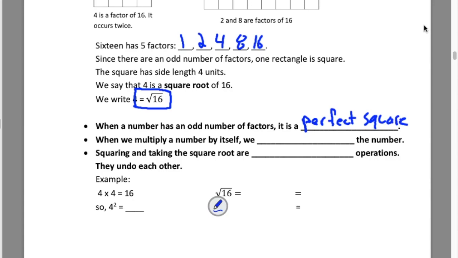Okay? When we multiply a number by itself, we are squaring a number. Squaring and taking the square root are opposite, or we can also say inverse operations. So that's the same as adding and subtracting or multiplying and dividing. They simply undo each other. So for example, 4 times 4 equals 16, which means 4 squared is 16, while the square root of 16 equals 4. So they are opposite operations.